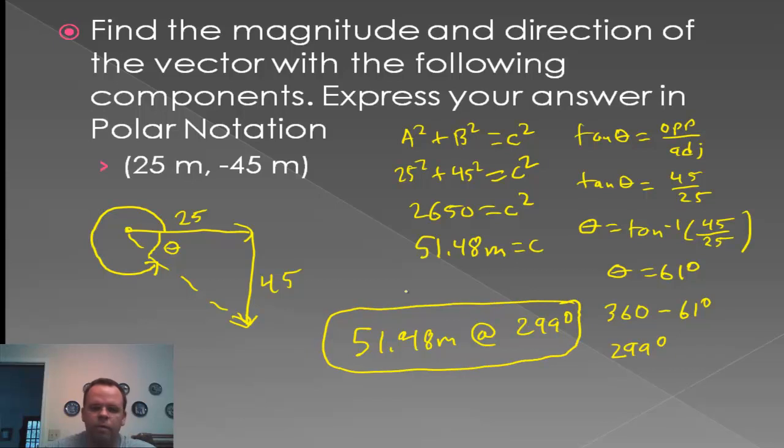That should fit with the fact that since we're in this fourth quadrant, it should be between 270 and 360. So if this angle is 61, the total counterclockwise from the x-axis angle would be 299. It is very important that you draw these out so that you can see where the correct angle needs to be listed.